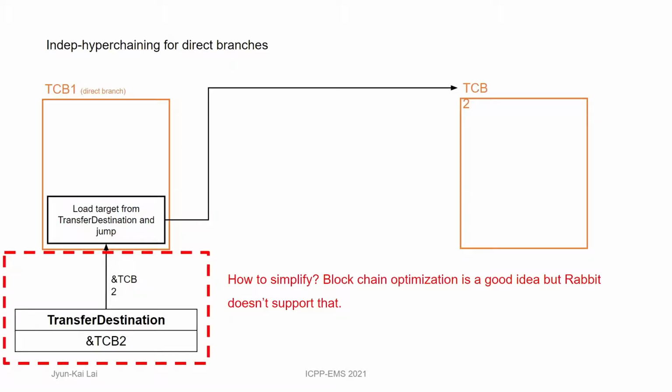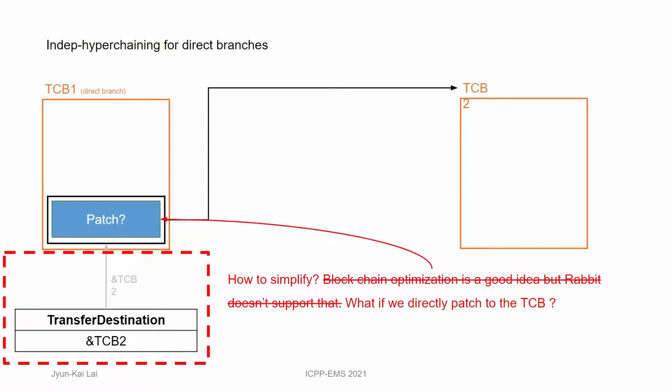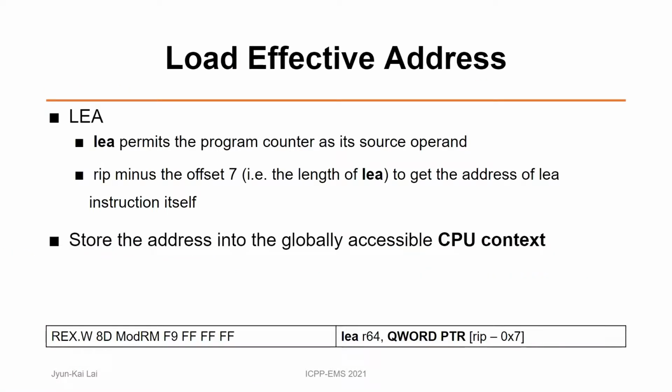Here's the idea. Maybe we can simplify the redundant operation, which reads the TPC of the next block from its transfer destination. Maybe we can directly patch the destination into the code at the last part of the translated code block, which reads the transfer destination. Before patching the code, we need to set an anchor point in the instruction memory of the translated code block to tell where the chaining handler should start to analyze the code.